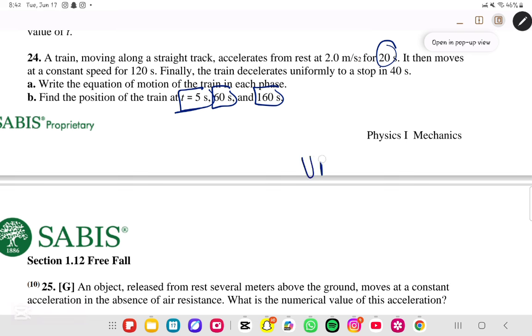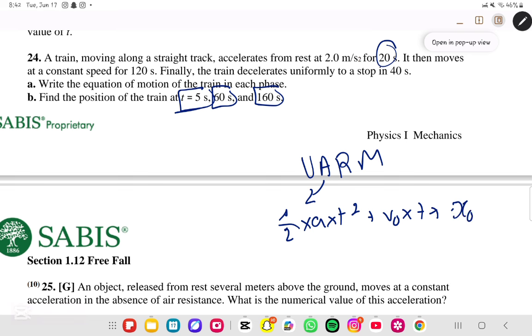We know that in phase 1, it is UARM because it's accelerating. So we'll do 1 over 2 times acceleration times time squared plus velocity initial times time plus x initial. So this is 0 plus 0 times the time, plus 1 over 2 times 20 squared. Here's the trick: instead of 20 seconds, we will put 5 seconds, because it's no longer at 20 seconds. It is at 5 seconds. So very simply, you can put 1 over 2 times 2 times 5 squared. It's going to be 25 meters.